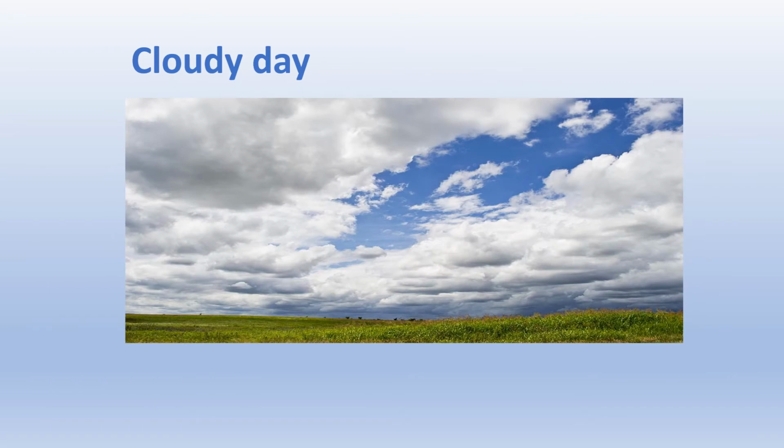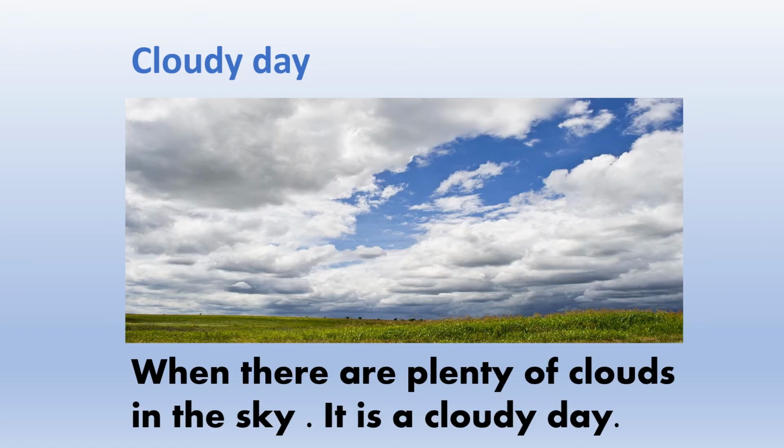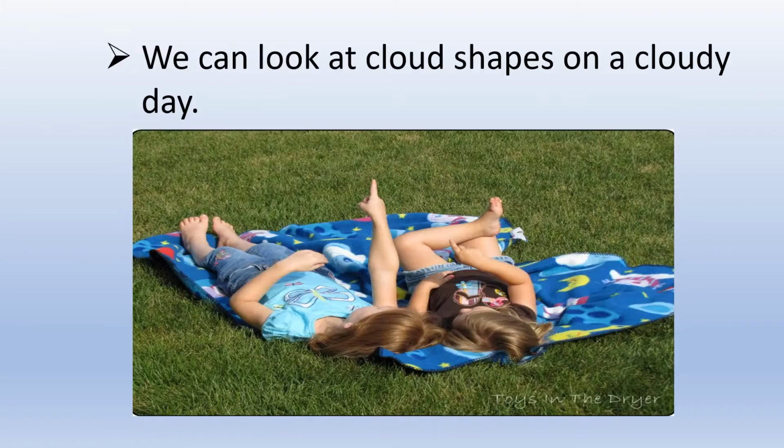If you can see so many clouds in the sky, it is a cloudy day. On a cloudy day, clouds cover the sun and they block the sun's light and heat. So cloudy days are less bright and less hot. You can look at different kinds of cloud shapes on a cloudy day.